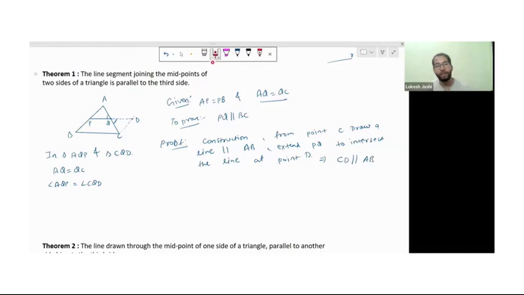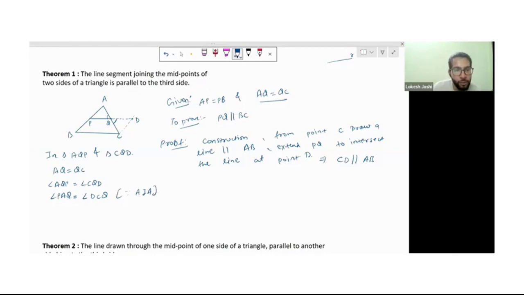Now I am giving you a hint that corresponding angles and alternate interior angles are equal when parallel lines are cut by a transversal. So now look into this figure. These are two parallel lines and this is the transversal. So this angle will be equal to this angle. Why? Because they are alternate interior angles. Now we can write angle PAQ is equal to angle DCQ because they are alternate interior angles.